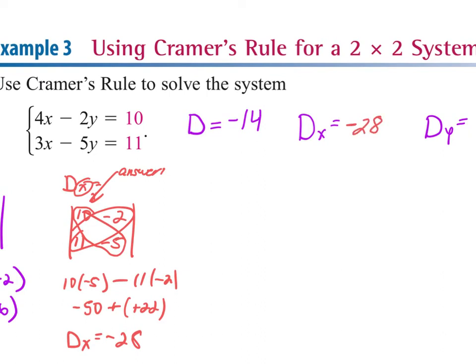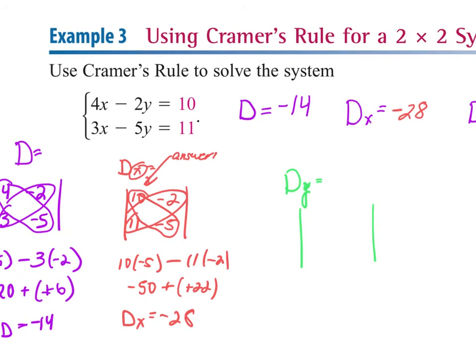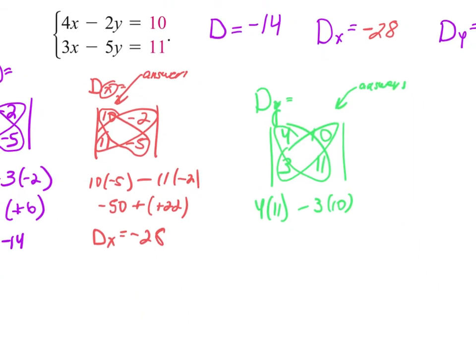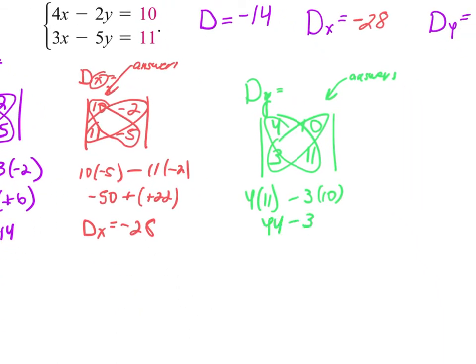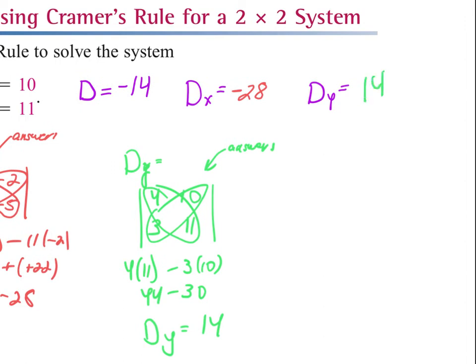Now I have to find d sub y. So I have my x coefficients, 4 and 3, and then instead of y, we put the answers. Whatever you're looking for is where you put the answer. So 10 and 11. Multiply 4 times 11 minus 3 times 10. So 44 minus 30, what do y'all get? 14. All right, so how do I find now my ordered pair?